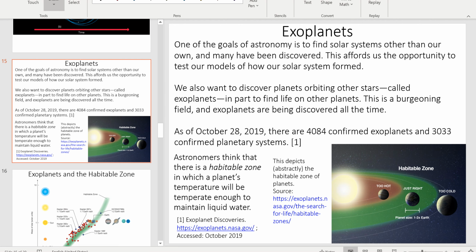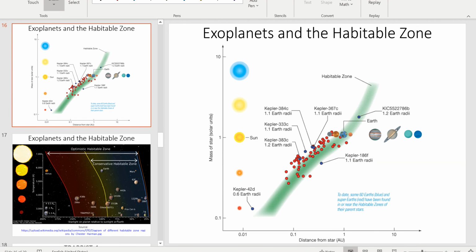I want to also talk about the habitable zone in somewhat more detail. This is a nice slide which depicts the mass of the host star versus the distance from the star, and then we have various planets that are plotted on this diagram. For example, the sun is here in the center. All of the planets in our solar system have the same sun, obviously, so the mass of the star associated with our solar system is just that of the sun.